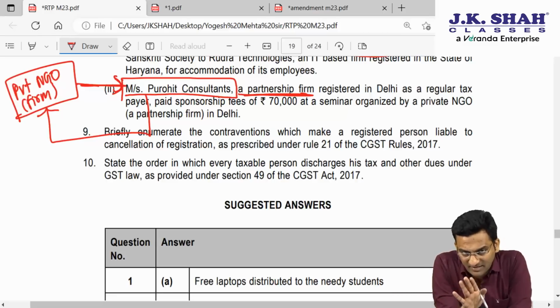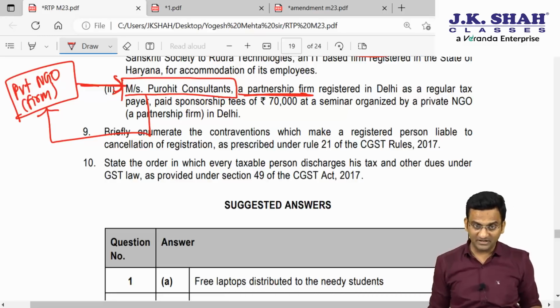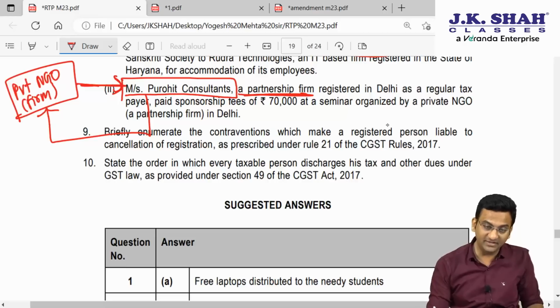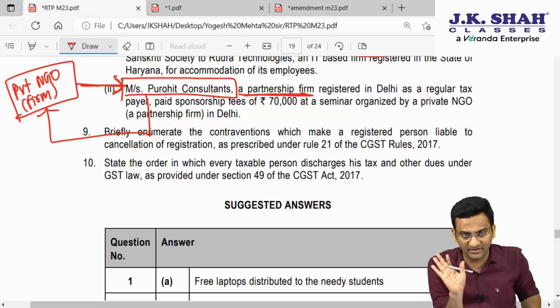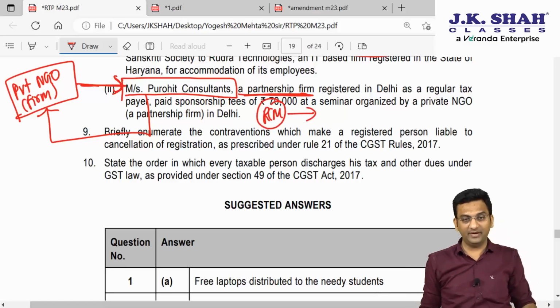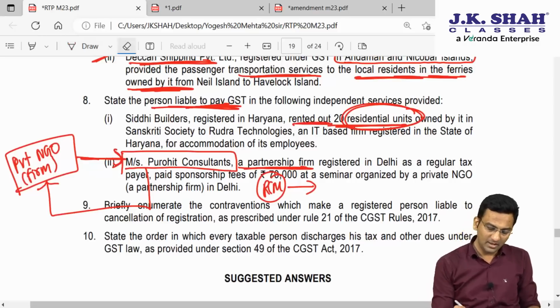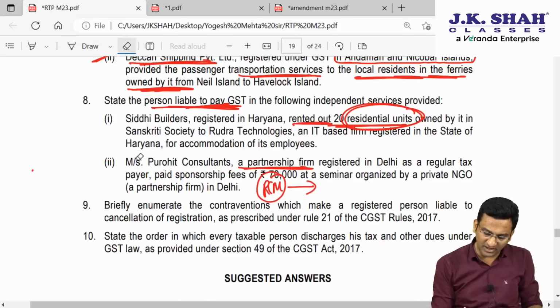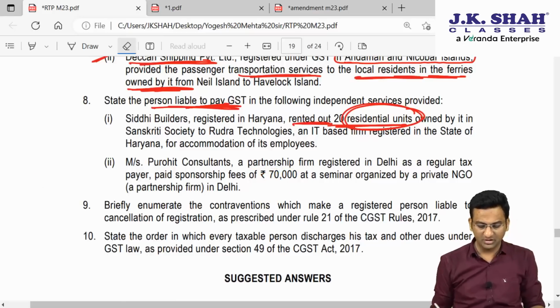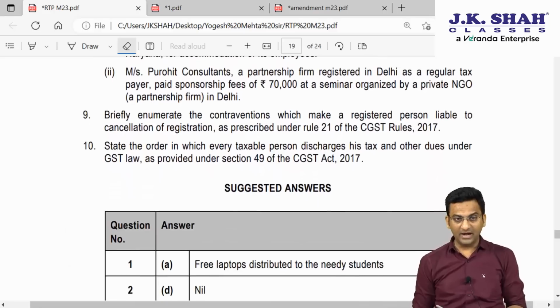But in this case it will be taxable, and for any person to a body corporate or a partnership firm, RCM is applicable. So Messrs Purohit Consultants is a partnership firm and RCM is applicable. In this case, Messrs Purohit Consultants will pay tax. So in both the given questions in question number 8, friends, RCM is applicable. In the first question, Rudra is liable to pay GST, and in the second question, Messrs Purohit are liable to pay GST. Now friends, let's have a look at question number 9.